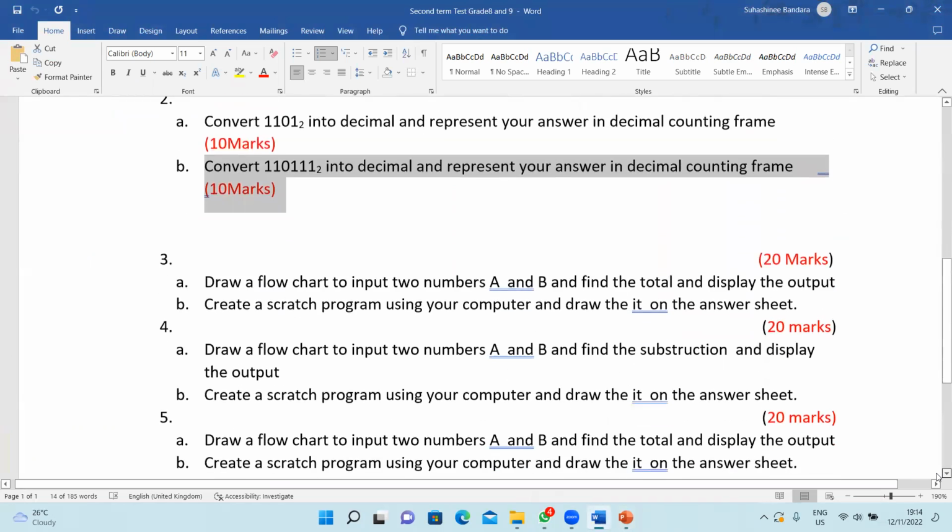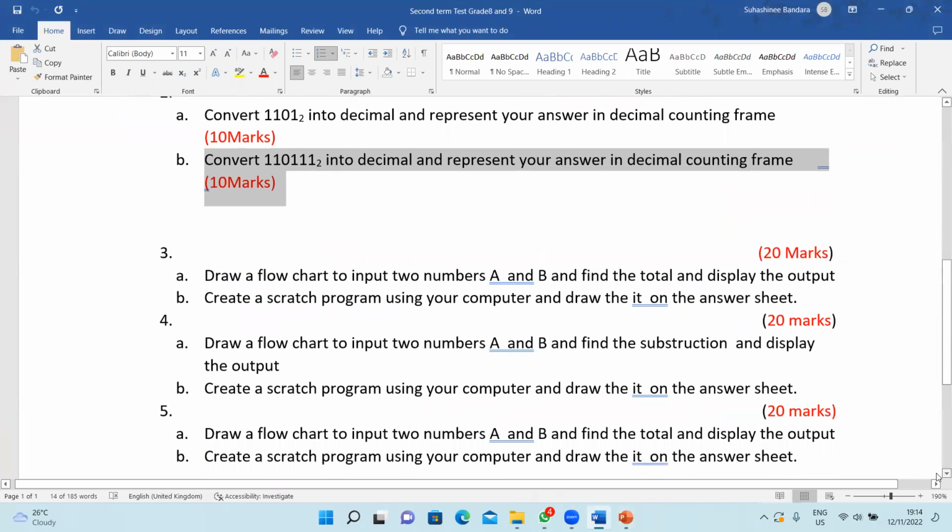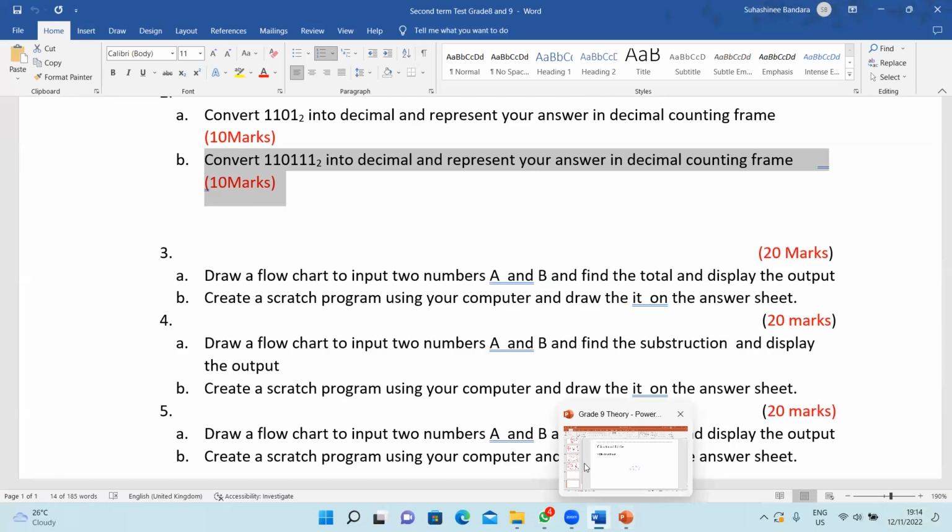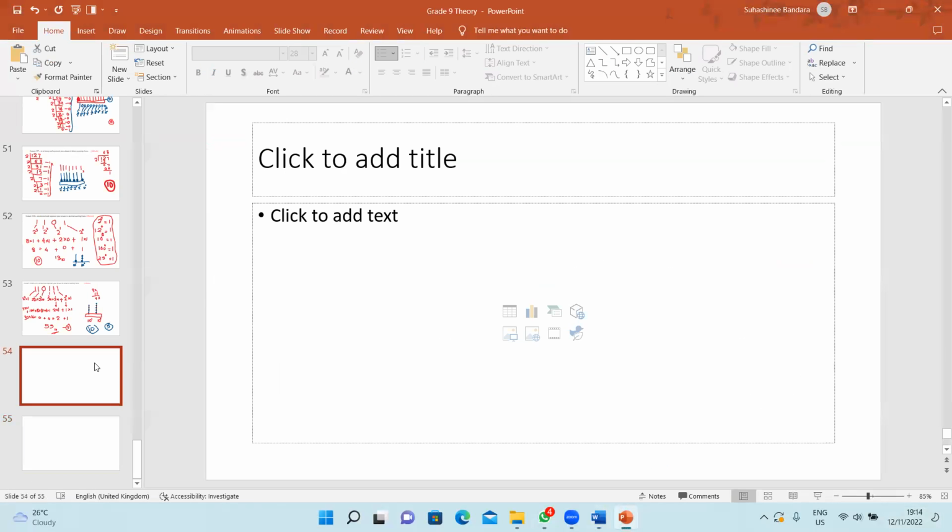We have the Scratch. For that, draw a flow chart to input two numbers A and B and find out the total and display the output. Make the Scratch program using your computer and draw it on the answer sheet. I asked you to make the practical, that means you have to make it using Scratch and draw the flow chart diagram. But two of them sent me, others didn't send me the answers.